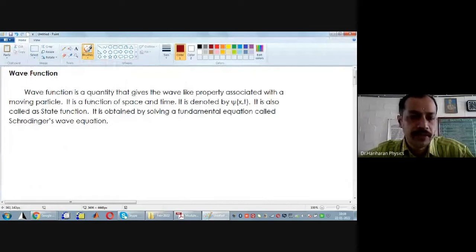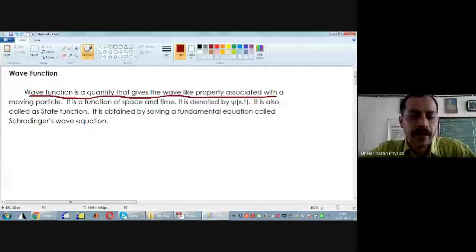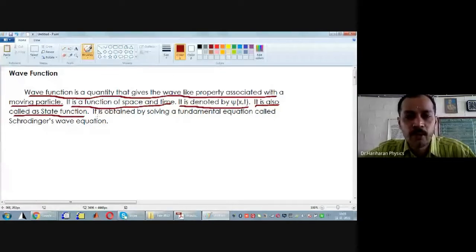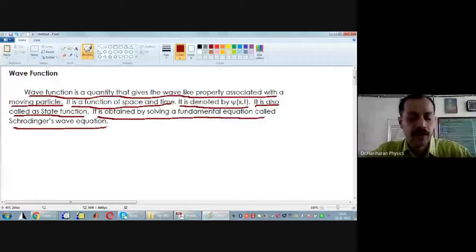What is a wave function? The definition of wave function is: a wave function is a quantity that will give the wave-like property associated with a moving particle. It is going to be a function of space and time and is generally denoted by psi of x, t. It is also called the state function, and this wave function is obtained by solving a fundamental equation in quantum mechanics, which we call Schrodinger's wave equation.